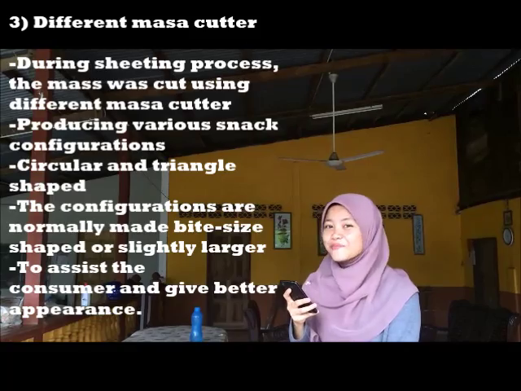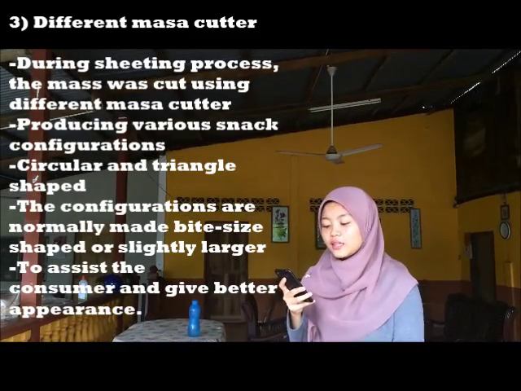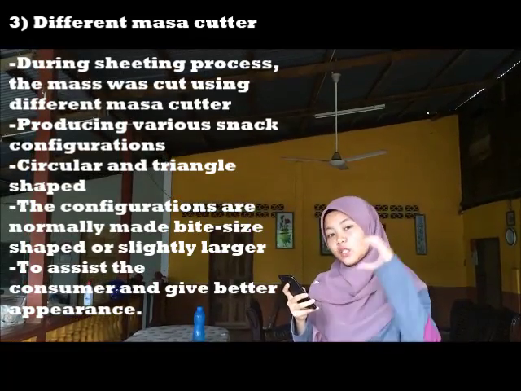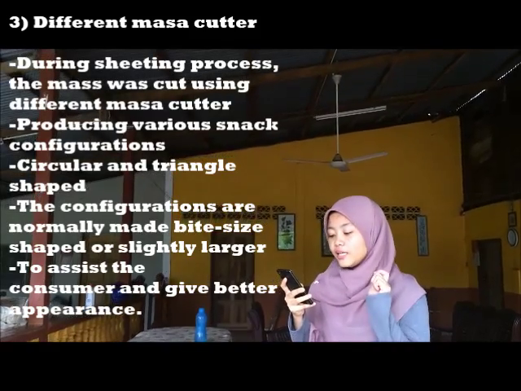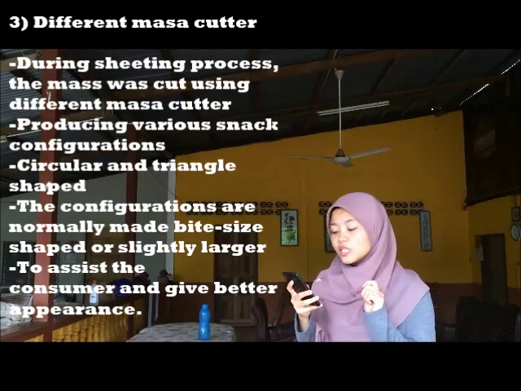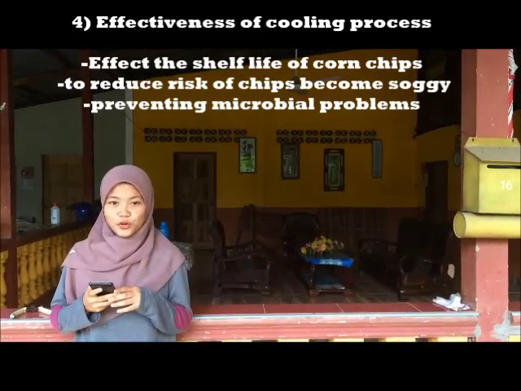Third is the different masa cutter. During the sheeting process, the masa is cut using different masa cutters, so it produces various snack configurations, for example circular or triangle shapes. The configurations are normally made to bite size or slightly larger than that, to assist the consumer and to give a better appearance.